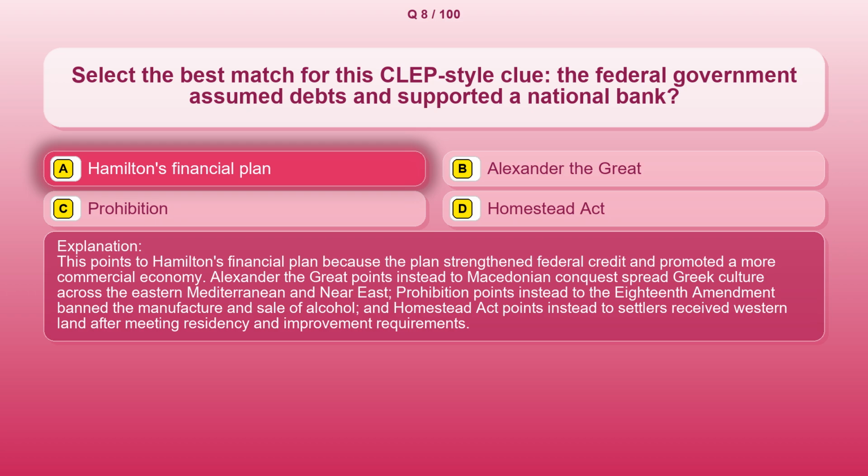Prohibition points instead to the 18th Amendment banned the manufacture and sale of alcohol, and Homestead Act points instead to settlers received western land after meeting residency and improvement requirements.